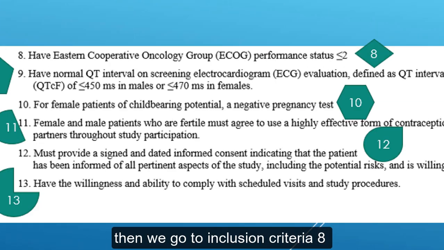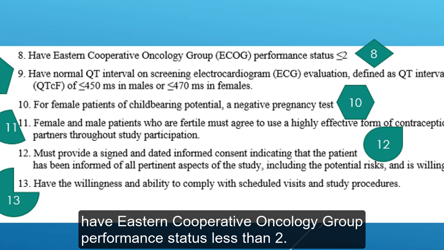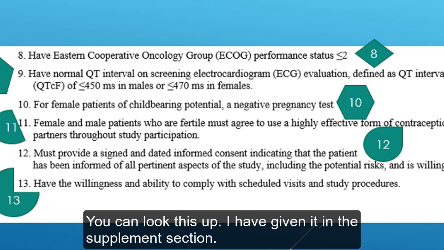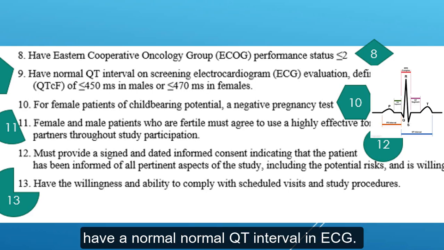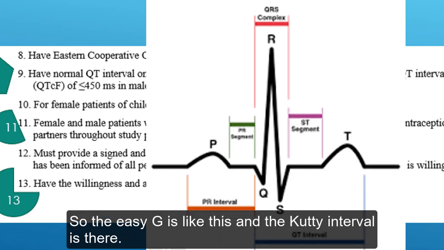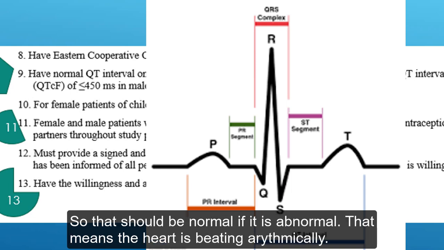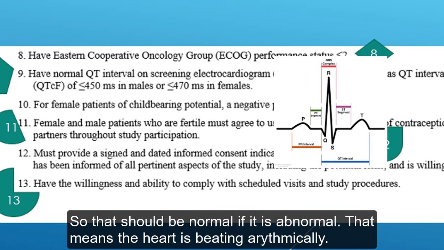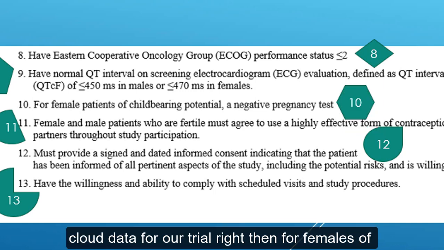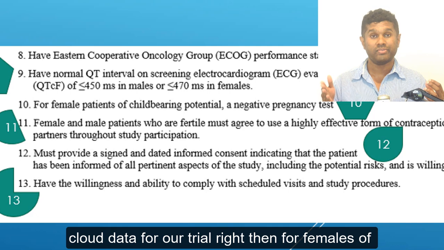Then we go to inclusion criteria 8, have Eastern Cooperative Oncology Group performance status less than 2, right? So that's like a marker to see the well-being of the cancer patients. You can look this up, ECOG. I have given it in the supplement section. And then 9 is have a normal QT interval in the ECG. So the ECG is like this, and then the QT interval is there. So that should be normal. If it is abnormal, that means the heart is beating arrhythmically. If it's beating arrhythmically, that means it's not good, because the patient may get a heart attack or sudden cardiac death, which would cloud data for our trial, right?